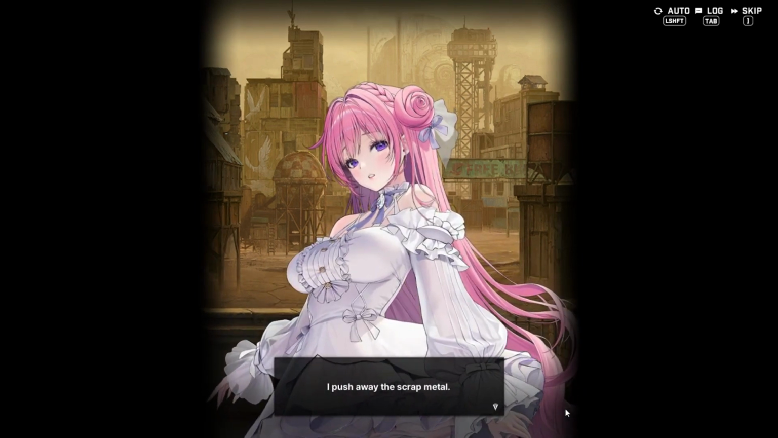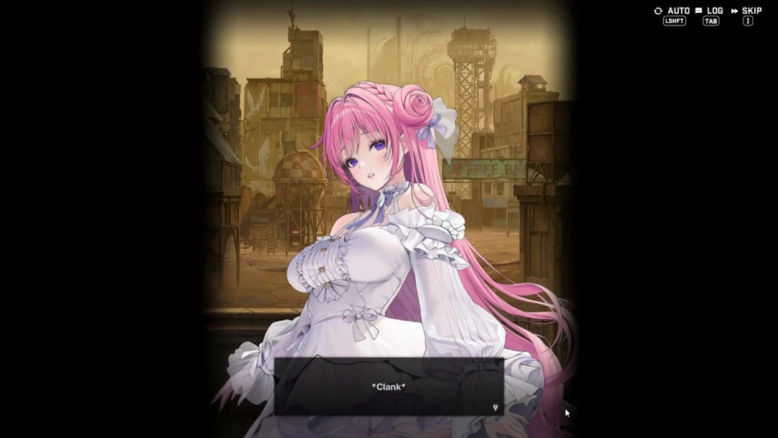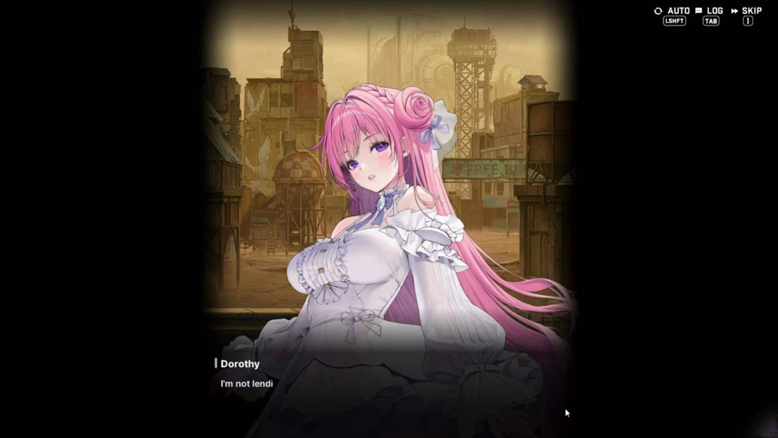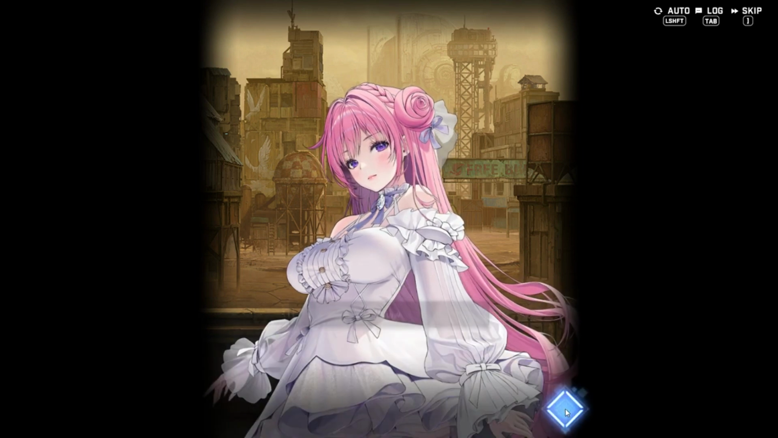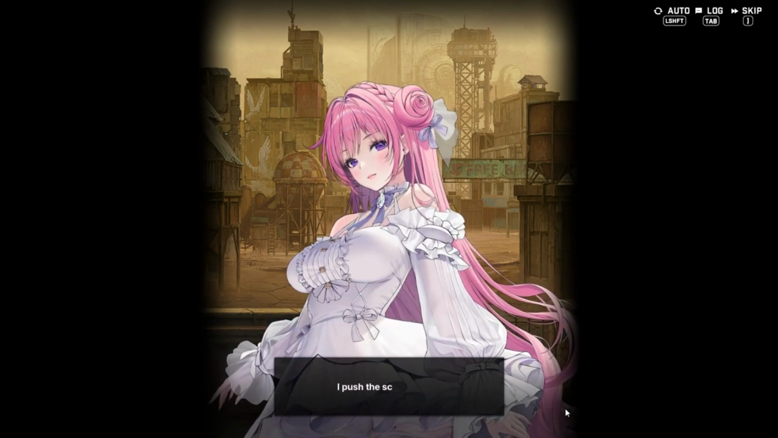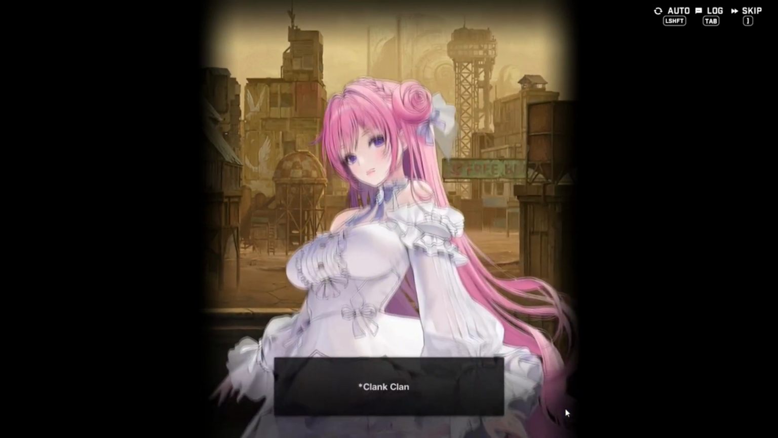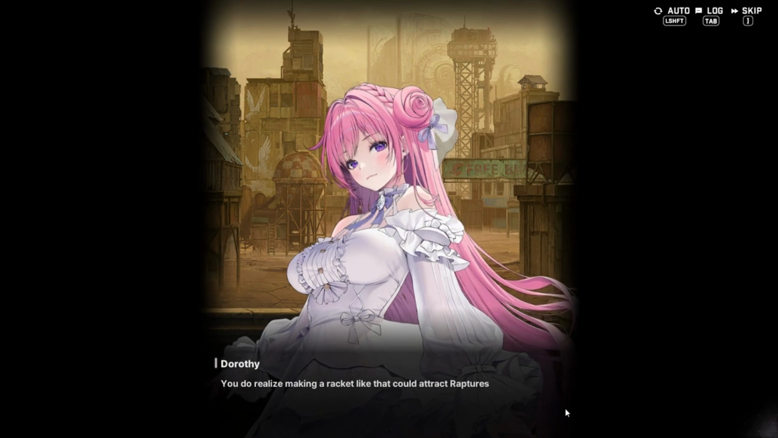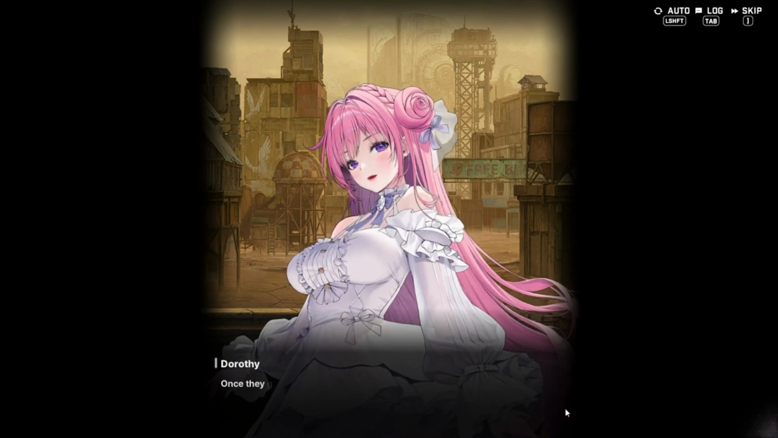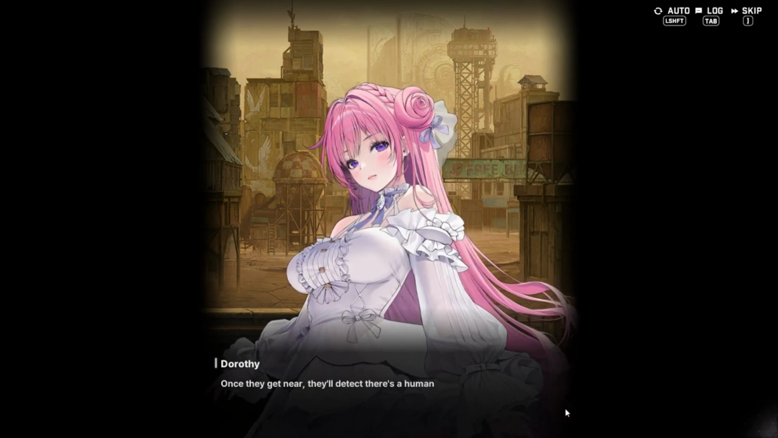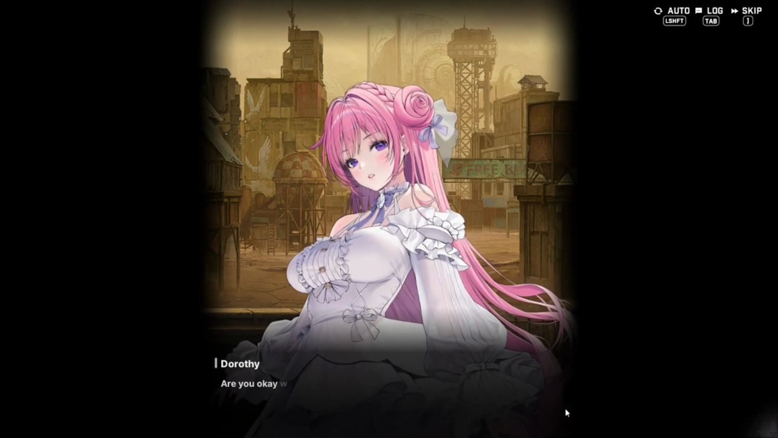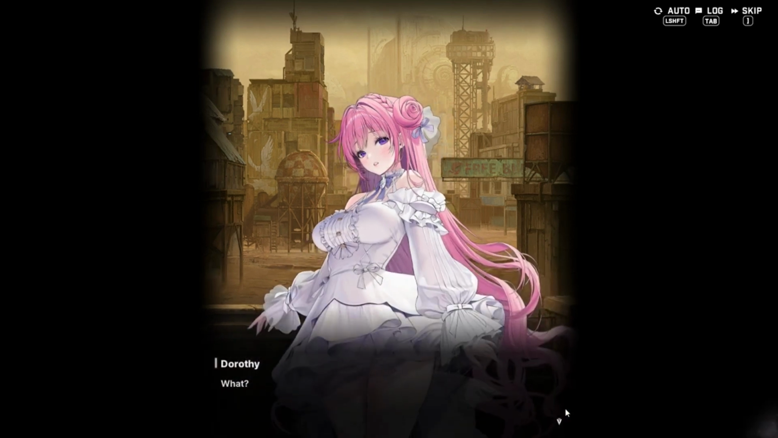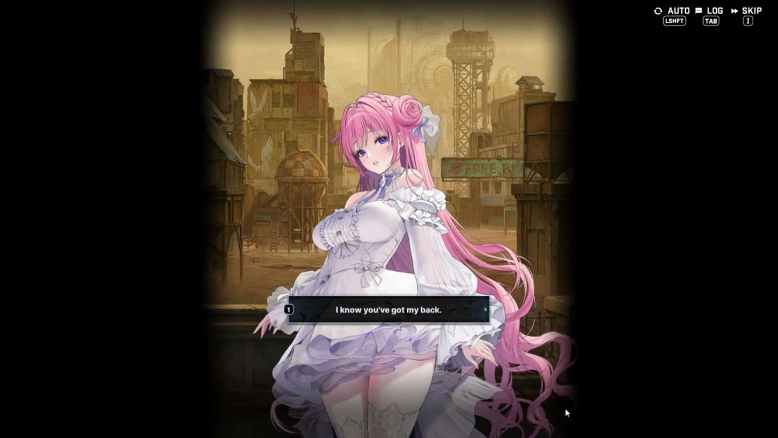I pushed away the scrap metal. Did we actually not get cut? You put yourself in this position. I'm not lending a finger to help you. I know. I pushed the scrap harder. You do realize making a racket like that could attract raptors, don't you? Once they get near, they'll detect there's a human present. Are you okay with that? You'll protect me. What? I know you've got my back.